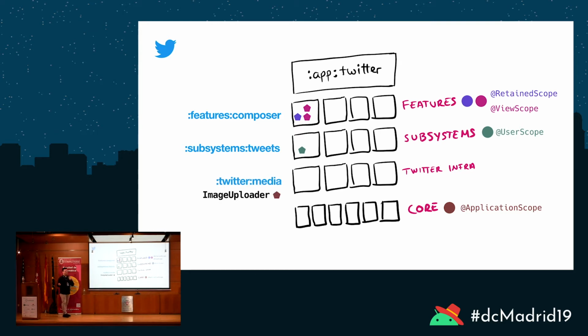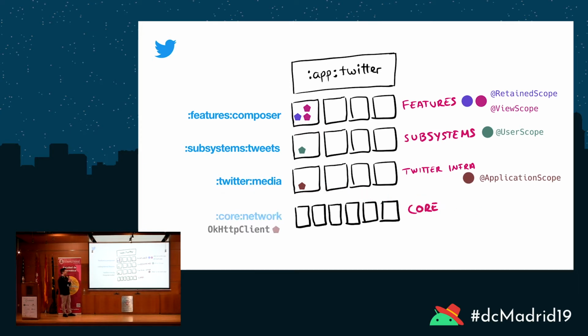And we are going to see another example for another scope right here. For example, if we have this idea of image uploader in a lower layer, this binding is application scope. And of course, because the application scope lives down there, we cannot see it, so it doesn't really work for us. So we are kind of forced to push it up.